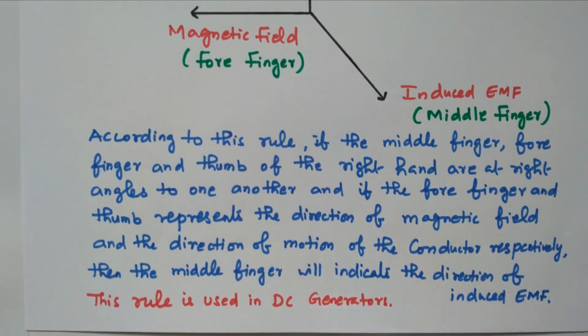So in this video, we discussed the electromagnetic induction and its laws. First we discussed the Faraday's law of electromagnetic induction, then Lenz's law. Lenz's law will give the direction. Then Fleming's left hand rule, that is applicable for DC motors. Fleming's right hand rule, that is applicable for DC generators. Thank you.